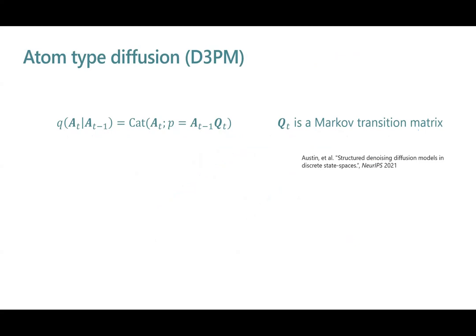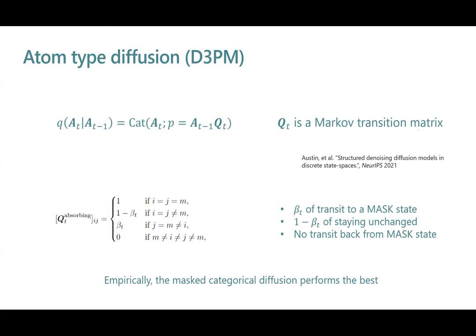In each one of these corruption processes, we try to build in more inductive bias that is specific for materials. So let's start with atom type diffusion. Here, atom type is a categorical variable that can select from any of the elements in the periodic table. Therefore, we take a standard approach called D3PM, which defines the diffusion process over categorical variables. The corruption process is defined by a Markov transition matrix that corrupts this categorical variable. You can design this to be any Markov transition matrix, and we tried out different options, but in the end, the best option was this one called a mask categorical diffusion process.